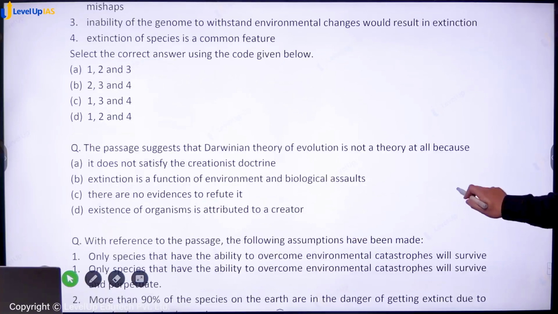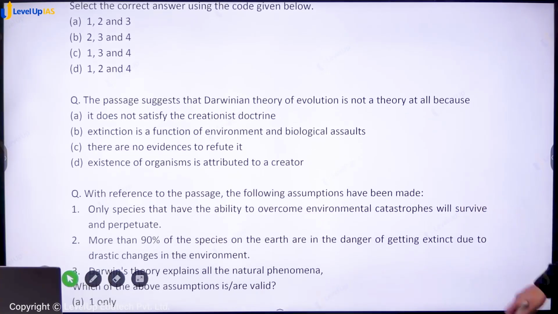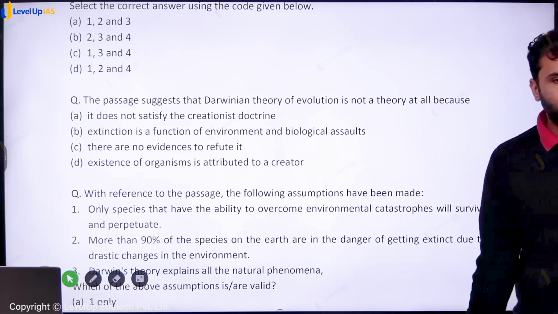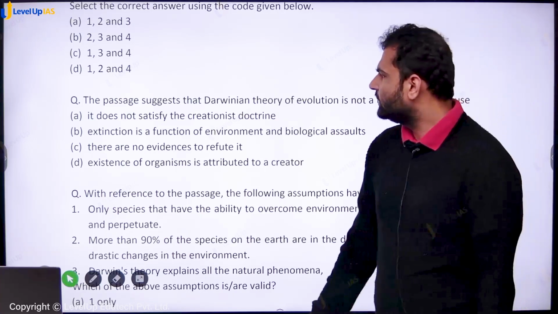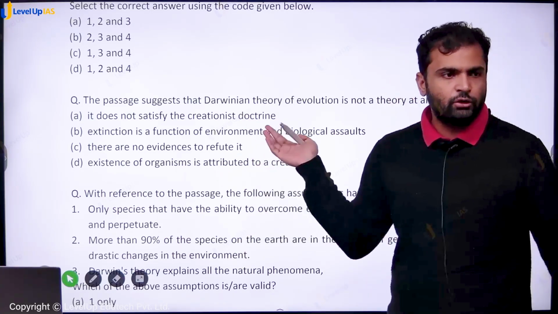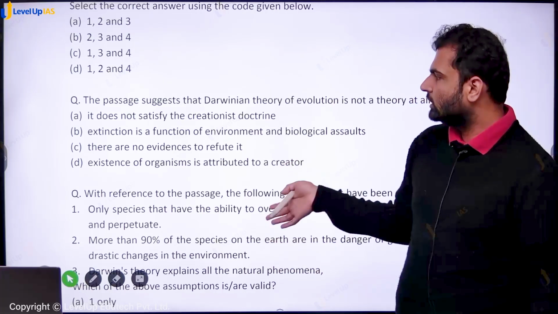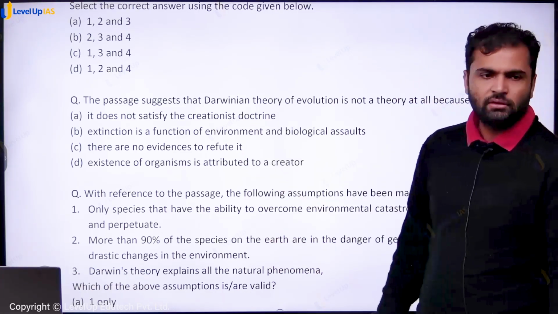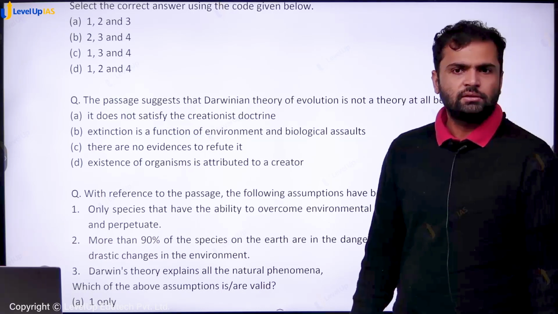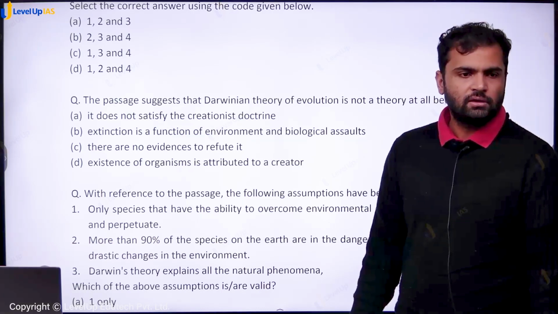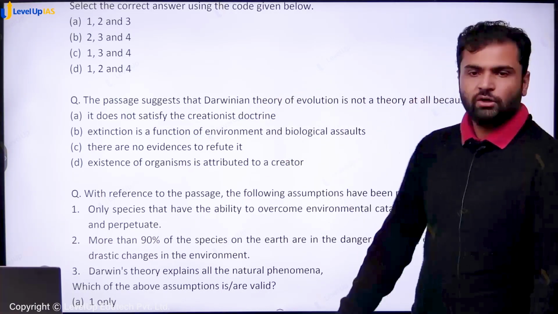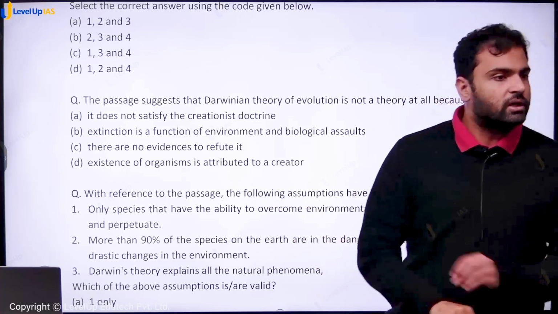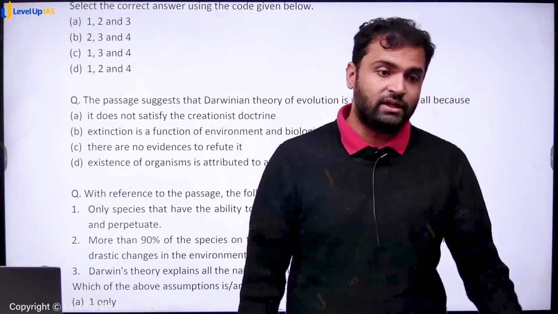Next, the passage suggests that Darwinian theory of evolution is not a theory at all because it does not satisfy creationist doctrine. No, that has nothing to do with what the author was trying to say. Extinction is a function of environmental and biological assault. Why is it not a theory at all? What did the author say? It is not a theory at all. It is a fact. That is why it is not a theory.